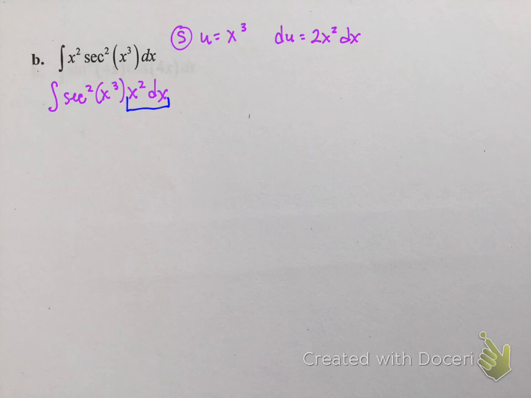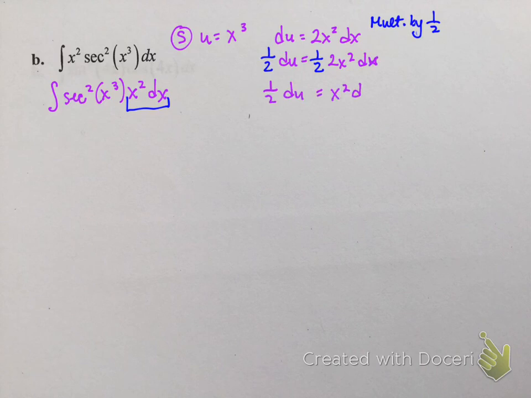Does 3x squared dx look like that? And hopefully you said no, but the good news is I can multiply by a constant. So I'm going to multiply by 1/3, because I need the reciprocal to make that 3 go away. So if I multiply both sides by 1/3, I get 1/3 du equals x squared dx. Okay? And now my leftovers match.